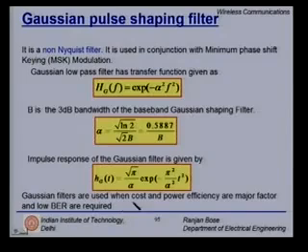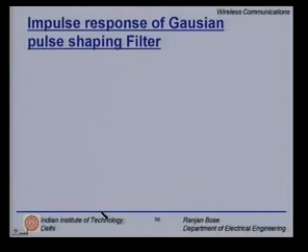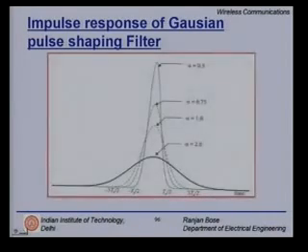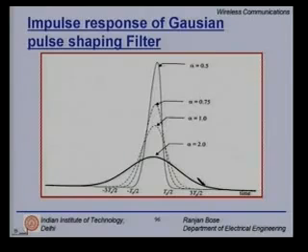Gaussian filters are used when cost and power efficiency are major factors and again low bit error rate is required. How does the impulse response of a Gaussian pulse shaping filter look? Well, here we have plotted for different values of alpha; the x axis represents time.